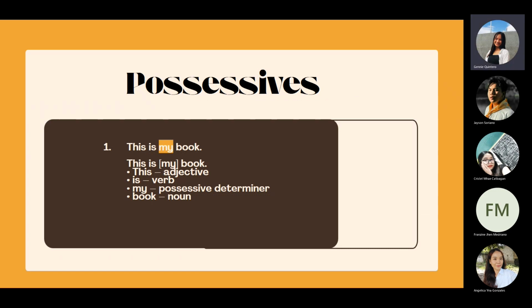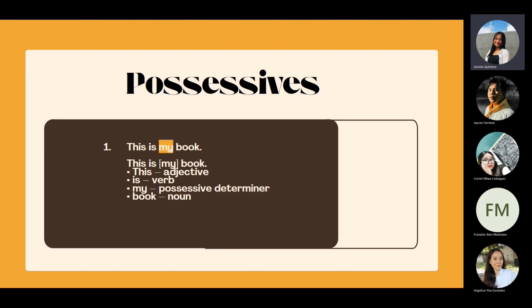So now that we covered the definition, let's go to the examples of possessive determiner. The first example is, this is my book. The application of syntactic environment is: this is an adjective, is a verb, my is a pronoun or possessive determiner, book is a noun. The word this is used to modify the noun book. It is used to make it clear to the audience that it is the noun being talked about. The word my precedes the noun book. It tells us about the ownership of nouns.